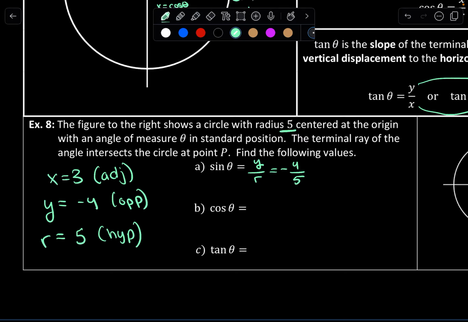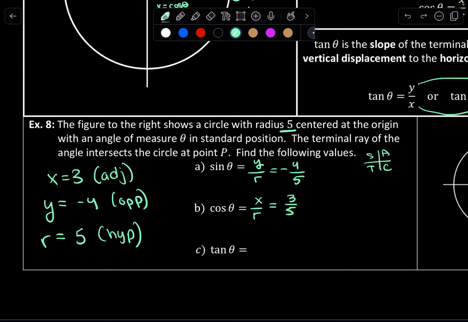Now we can do the same thing for cosine. That's going to be x over r. X is equal to 3, r is equal to 5, so we have 3/5. And this makes sense because if we go back and think about this, all students take, well, all of you have to take chemistry, but I like saying all students take calculus. For sine theta, in quadrant 4, only cosine is going to be positive. So it makes sense that sine is negative. And then in quadrant 4, cosine is positive, so it makes sense that this is positive.